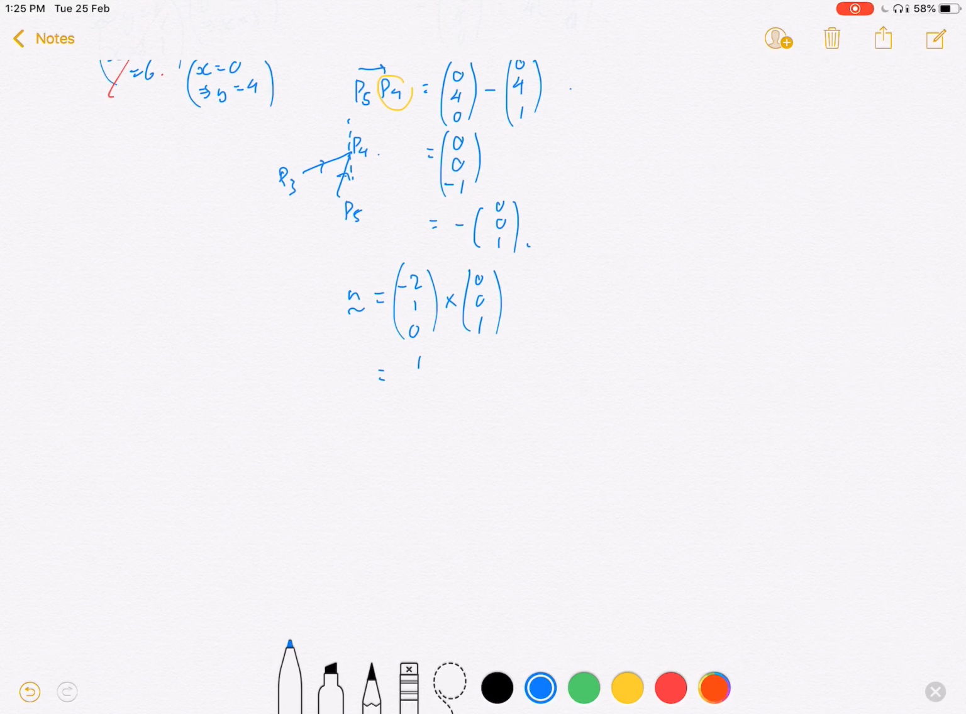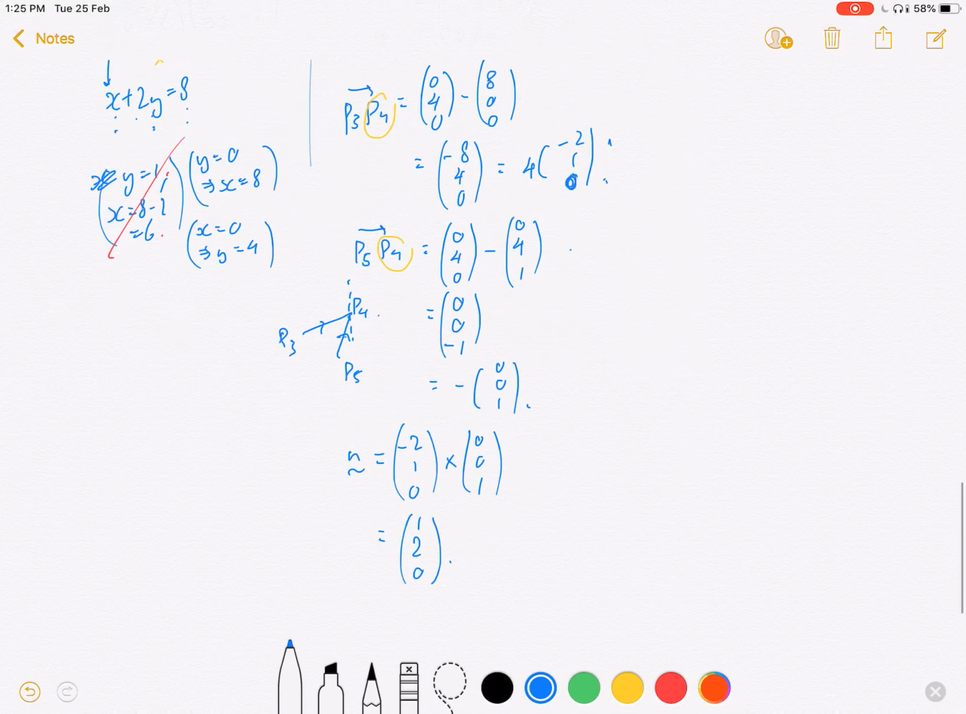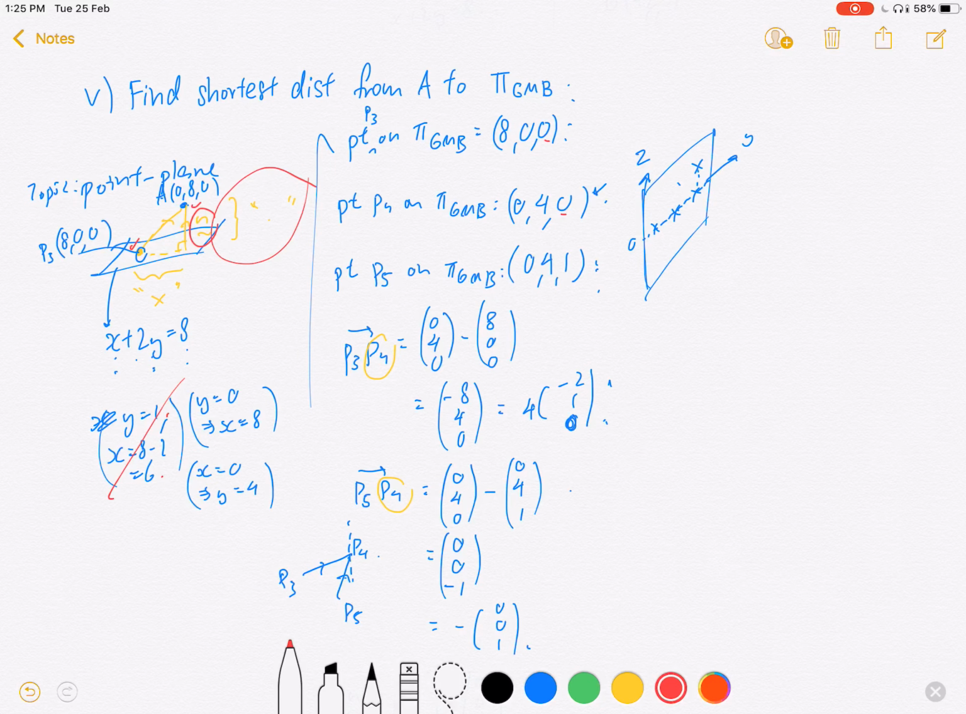Cover top, prepare negative, cover middle, negative 2, cover bottom, 0. So normal is 1, 2, 0. All right, let's check out my plane here. So now the normal I have, the 2 points and the normal I have, a magic triangle can now be formed. 8, 0, 0. This is A. Normal equals 1, 2, 0.